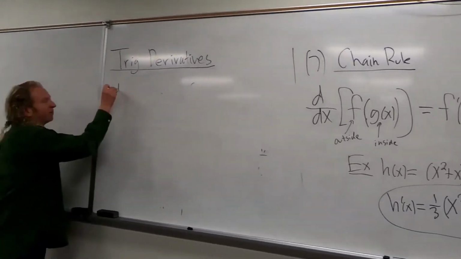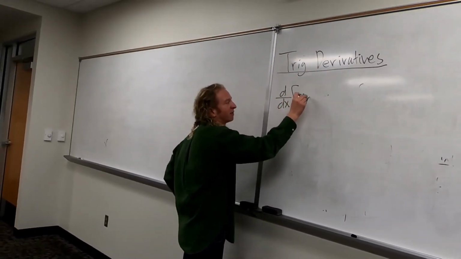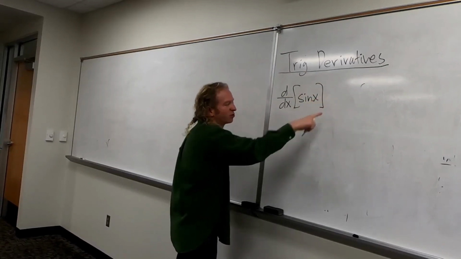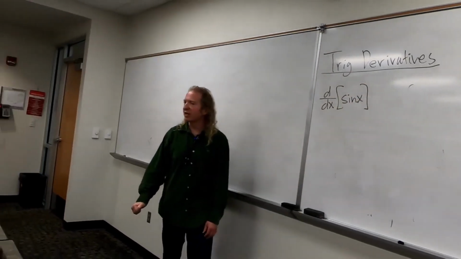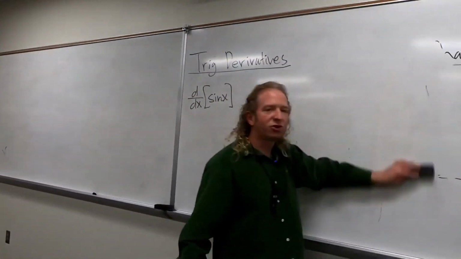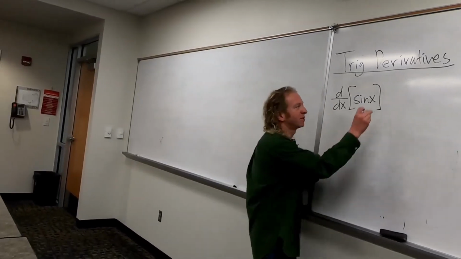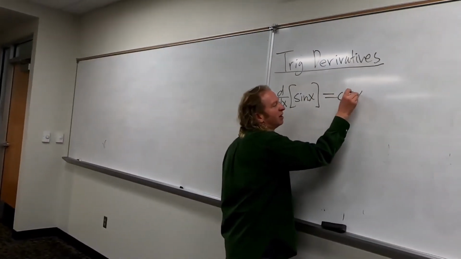The first formula is for the derivative of the sine function. This one's pretty easy. It turns out that the derivative of the sine function is just cosine. So you just memorize it. Derivative of sine is cosine.